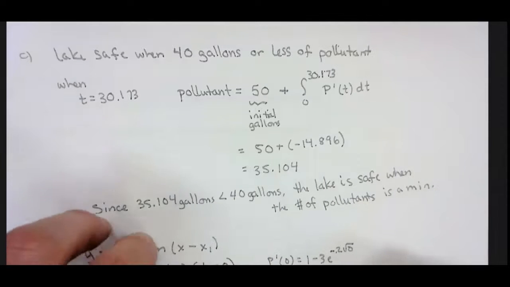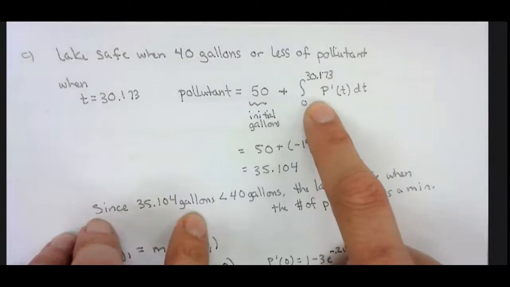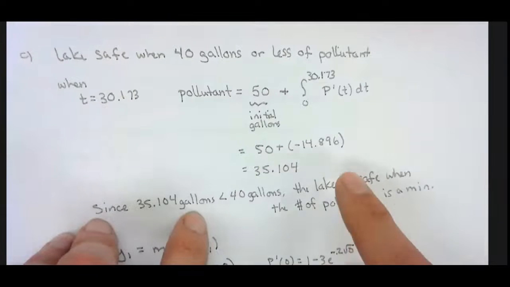Would I still get any points for saying it's less than 40? You would get the integrand point. Okay, so this is probably 3 points. You would probably get 2. Oh, okay.